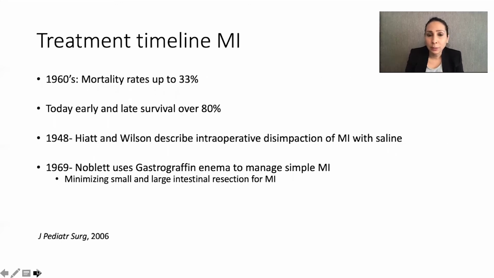In terms of a treatment timeline for meconium ileus, just to compare from now versus previously, in the 1960s, the mortality rates were up to 33% for meconium ileus. Today, early and late survival is well over 80% and even 90%. In 1948, Hyatt and Wilson had described an intraoperative disimpaction of meconium ileus using saline solution. And in 1969, Noblet used gastrografin enema to manage simple meconium ileus. This minimized small and large intestinal resection for meconium ileus and really revolutionized the way it was treated.